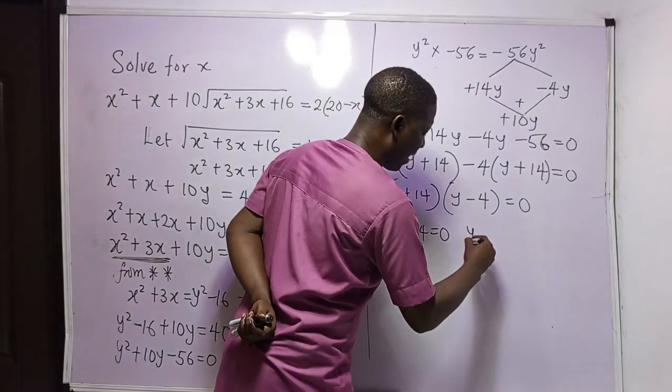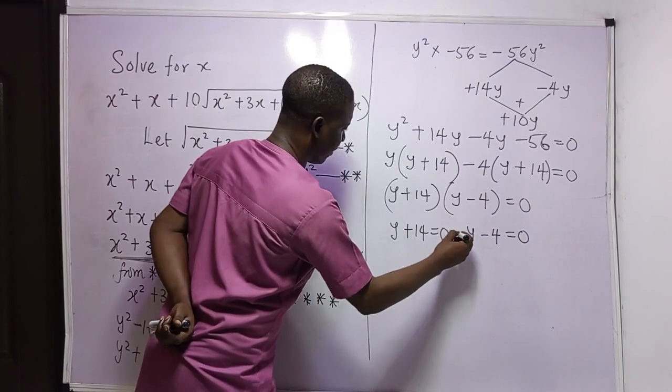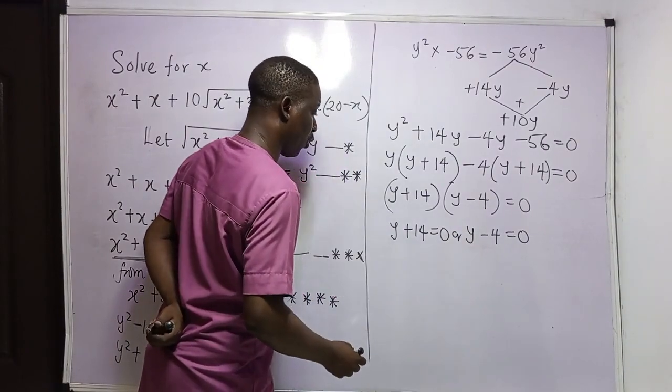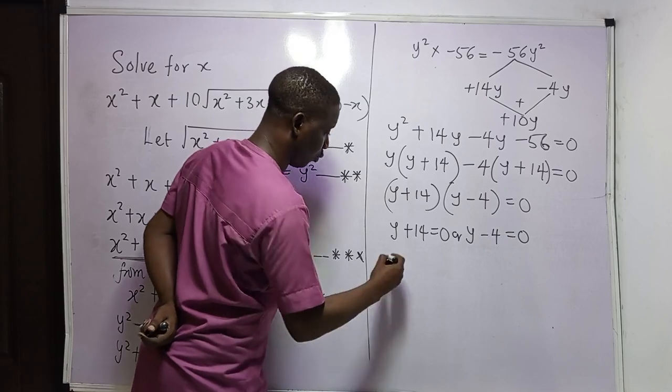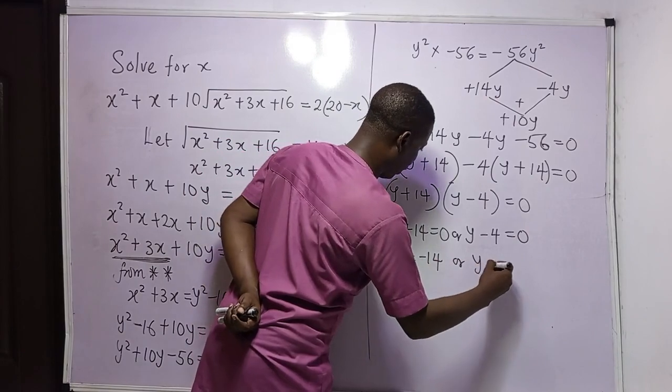This one will now be what? y minus 4 equal to 0. That means y plus 14 equal to 0 or y minus 4 equal to 0. We would have y equal to minus 14 or y equal to 4.